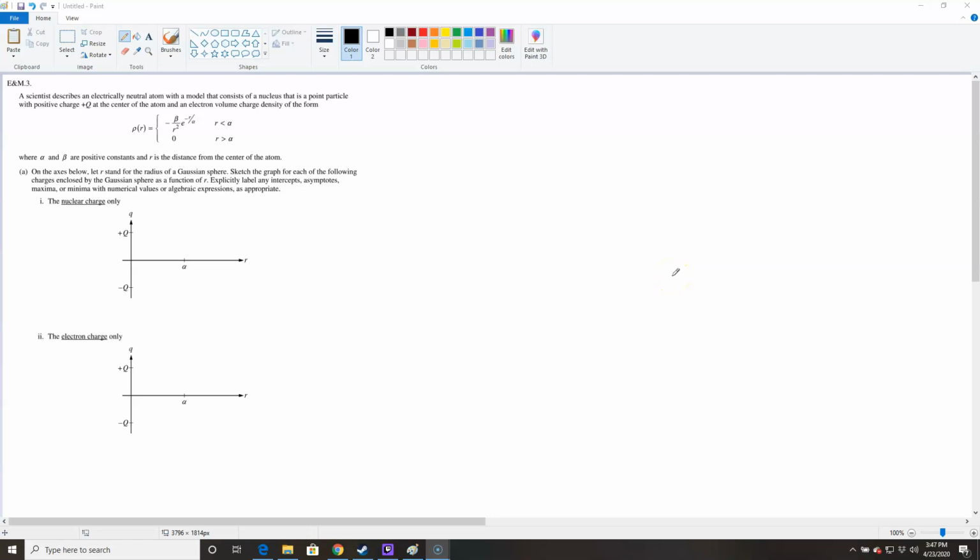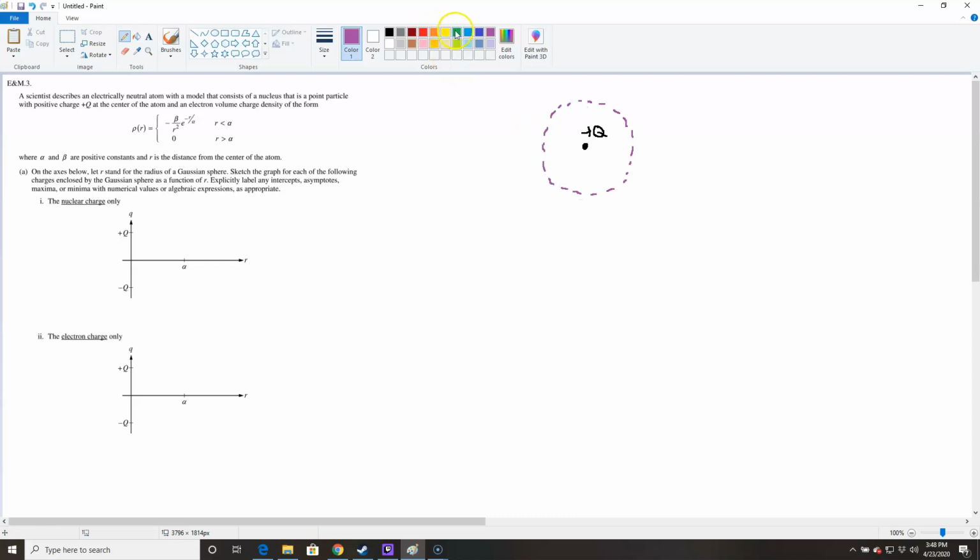In the electrostatics example, it says a scientist describes an electrically neutral atom with a model that consists of a nucleus and a point particle with a positive charge Q. So what that's referencing is your nucleus, and the nucleus has a charge of plus Q. It's at the center of the atom, and the electron volume charge density is given by these equations here. Once I reach a radius of alpha, then the charge density would hit 0.